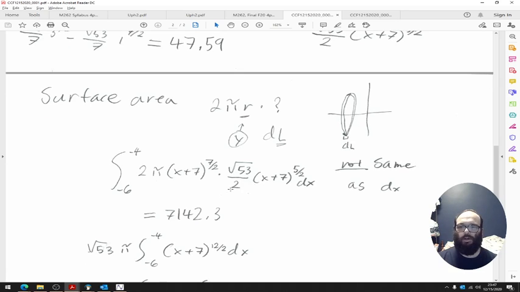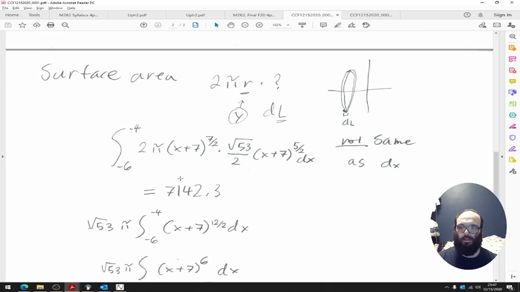Our square root of 53/2, (x + 7)^(5/2), and the original function, (x + 7)^(7/2), and the 2 pi to make it the surface area of a frustum, and then from -6 to -4 to tell it which frustums we're going to add together. And you can just plug this all into your calculator. No one really wants to know how to do it for a lot of these, but this one's actually easy. You could just plug it into the calculator. You'll get this number. It's a large surface.